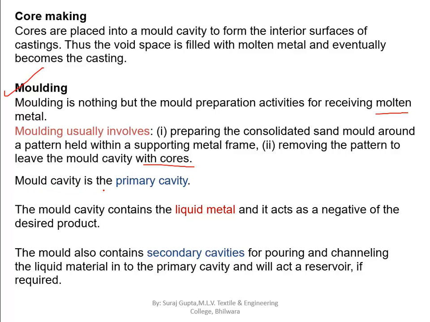The mold cavity is the primary cavity. The mold cavity contains the liquid metal and it acts as a negative of the desired product. The mold also contains secondary cavities for pouring and channeling the liquid material into the primary cavity, and they act as a reservoir if required. For the sprue, the runner, and the gate, cavities are required. Those cavities are known as the secondary cavities.